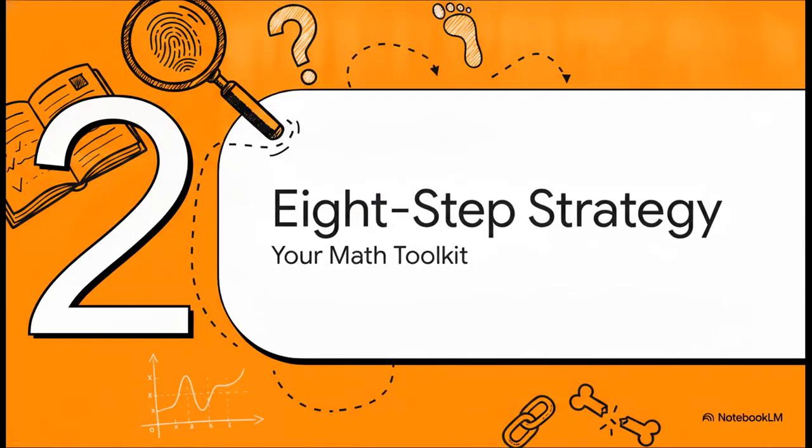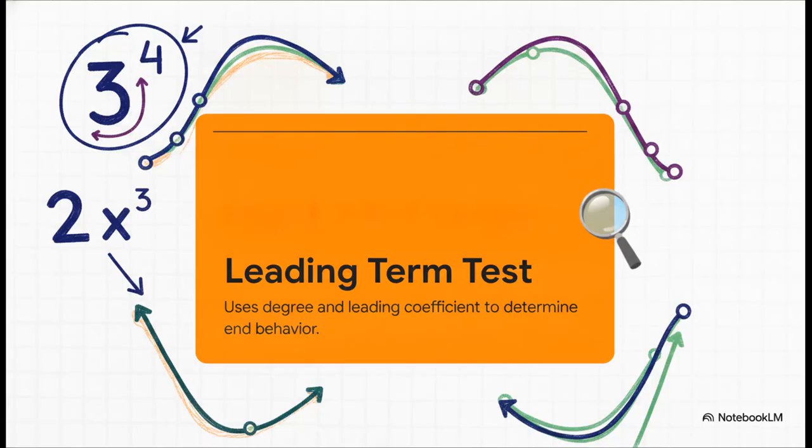Moving right along to part 2, the 8-step strategy, assembling your math detective toolkit. Finding these algebraic properties is exactly like sweeping a crime scene for clues. If you miss even one, your whole picture might be completely off. So this organized strategy ensures we don't miss a thing. The very first things we're looking for are the degree and the leading coefficient. The degree, which is just the highest exponent in the polynomial, is incredibly revealing.